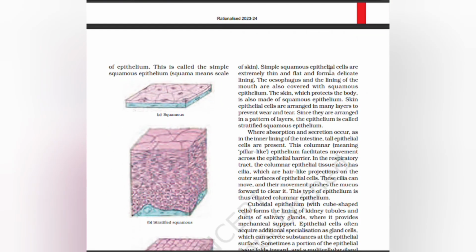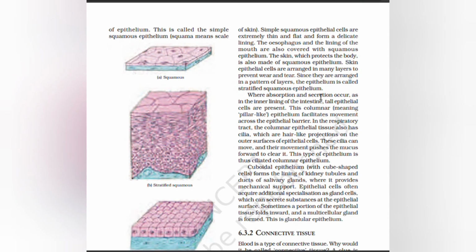Simple squamous epithelial cells are extremely thin and flat and form a delicate lining. The esophagus and the lining of the mouth are also covered with squamous epithelium. The skin, which protects the body, is also made up of squamous epithelium. Skin epithelial cells are arranged in many layers to prevent wear and tear. Since they are arranged in a pattern of layers, the epithelium is called stratified squamous epithelium.